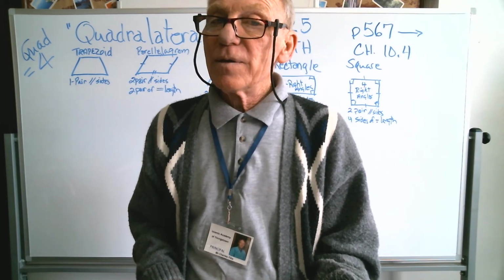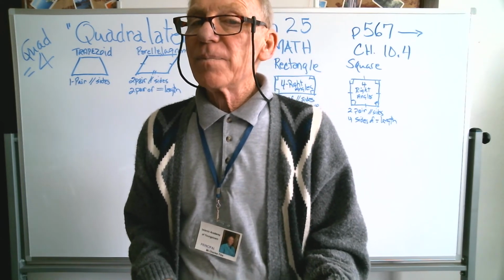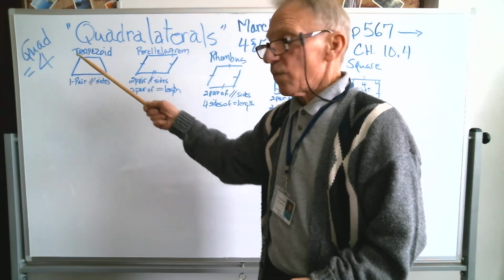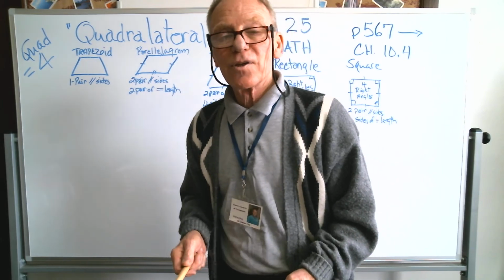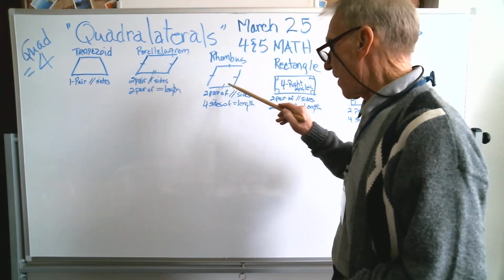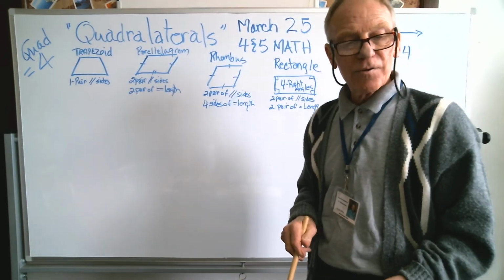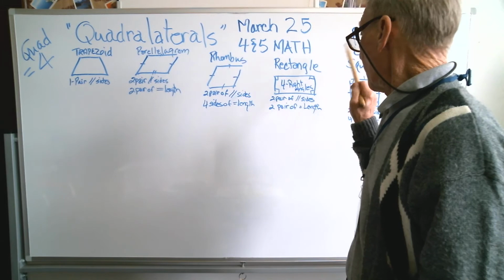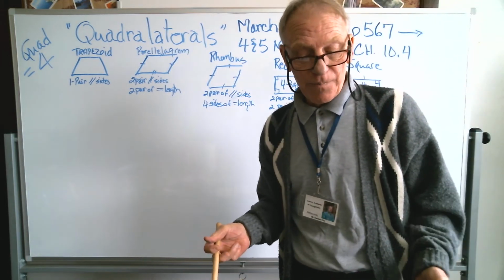A trapezoid is not a parallelogram. Trapezoid only has 1 pair of parallel sides. In order to be a parallelogram, it has to have 2 pairs of parallel sides. So, the parallelogram, the rhombus, the rectangle, the square, they're parallelograms.